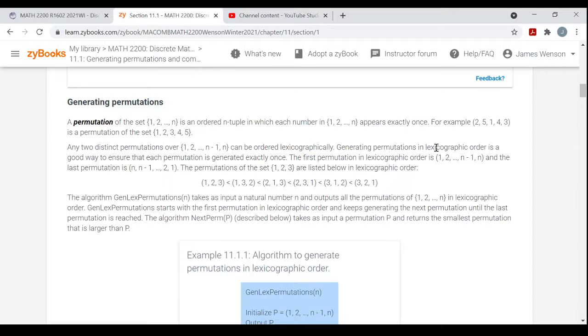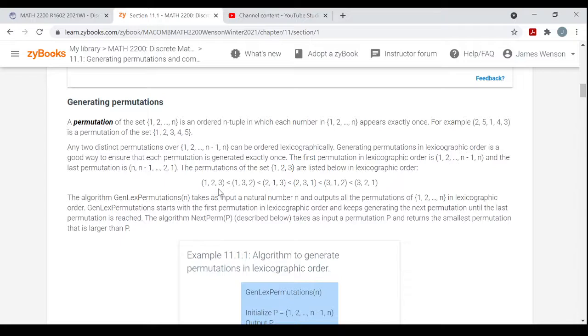Generating permutations in lexicographic order is a good way to ensure that each permutation is generated exactly once. The first permutation in lexicographic order is just, put them in order, 1 through n. And the last permutation is put them in reverse order, highest to lowest, n through 1. So they give you here the permutations of 1, 2, and 3 in lexicographic order, right?